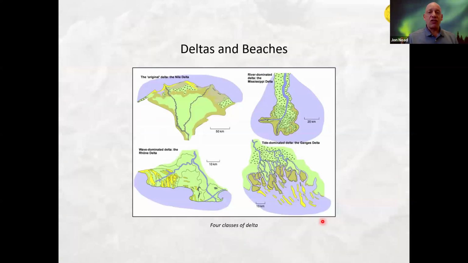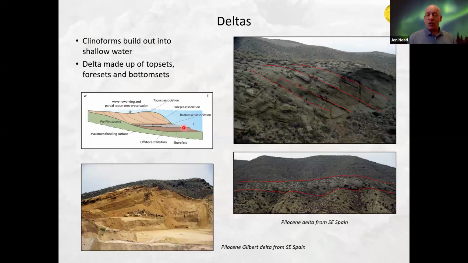Right, now we're going to move on to deltas. Deltas are another huge topic, and we're not going to go into too much detail, but there are various kinds of deltas: river-dominated deltas like the Mississippi, tide-dominated deltas like the Ganges, wave-dominated deltas like the Rhone, and then the original delta in the shape of a delta, which is the Nile Delta, which has wave influence but is not really affected by waves as much as some of the others. So depending on what your overall depositional regime is will affect the shape of your delta. But within that delta, there are structures that you can look at in more detail, which help you to identify that it is a delta.